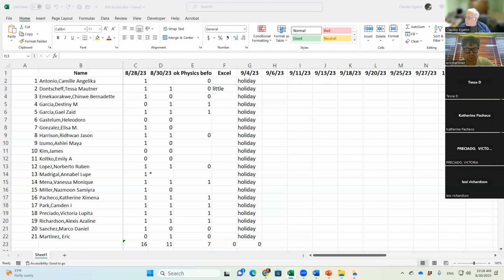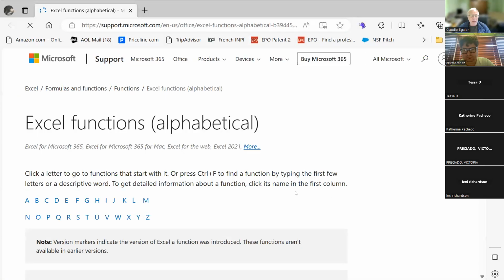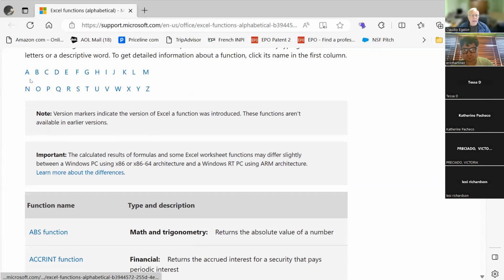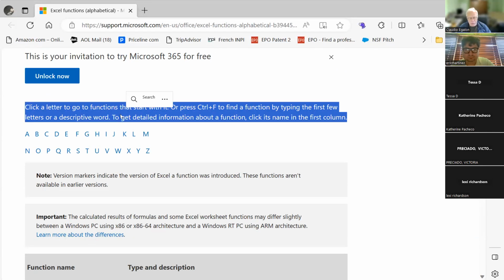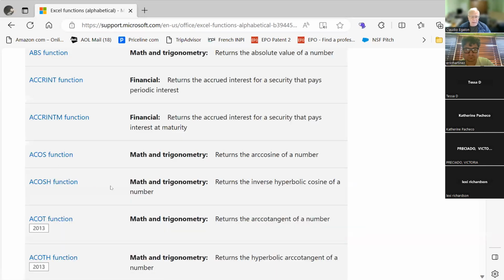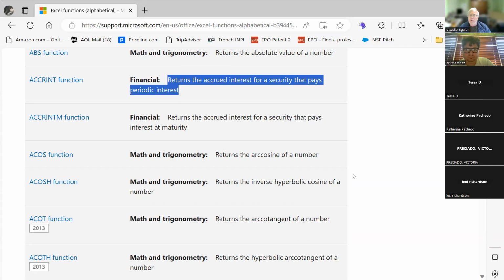Every Excel function, wow. Let's take a look at the Excel functions. Yeah, there's a bunch, okay? Oh, look at the A through Z, right? It's just like Fortran. Those old languages, Fortran, COBOL, BASIC, they all had those functions. C has those functions as well. And we can choose any of those. Let's see what we have in A here. Accounting, financial returns, the accrued interest for a security that pays periodic interest, okay?